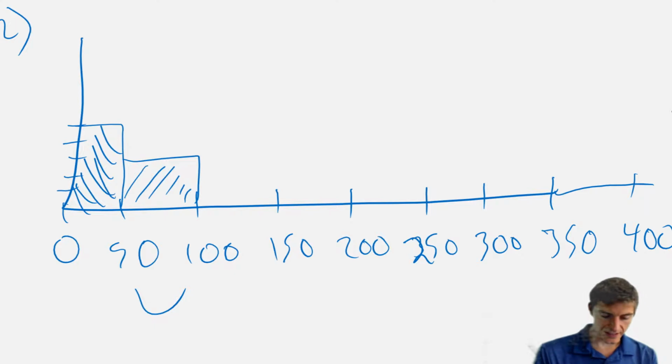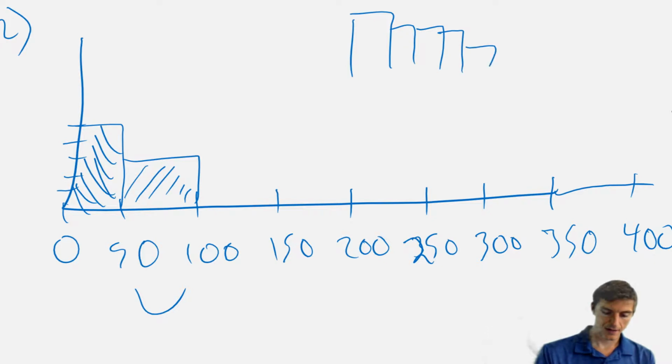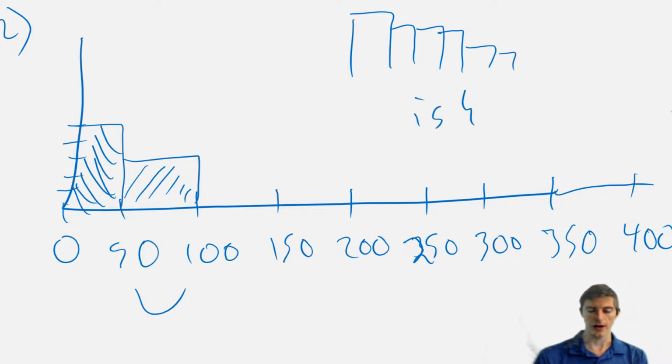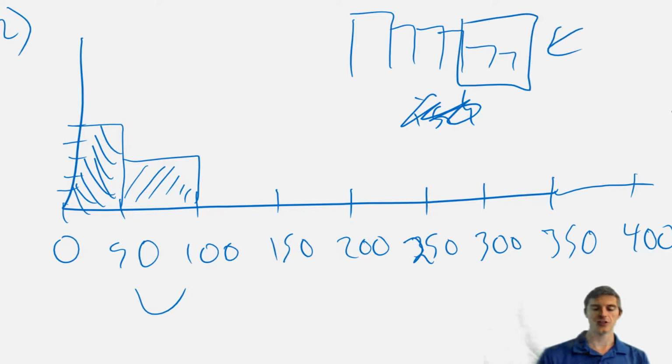When you get the rest of this thing graphed, it should have a shape that's something like this-ish, right? The next question, three, asks you which way is this skewed. This is skewed to the right because the outliers are on the right side, right? So we always look for where the outliers are for the skew.